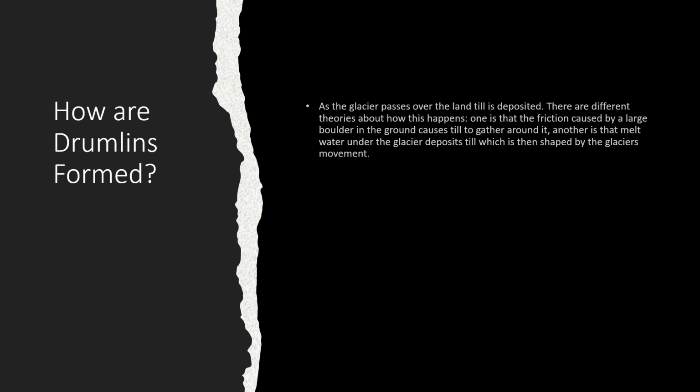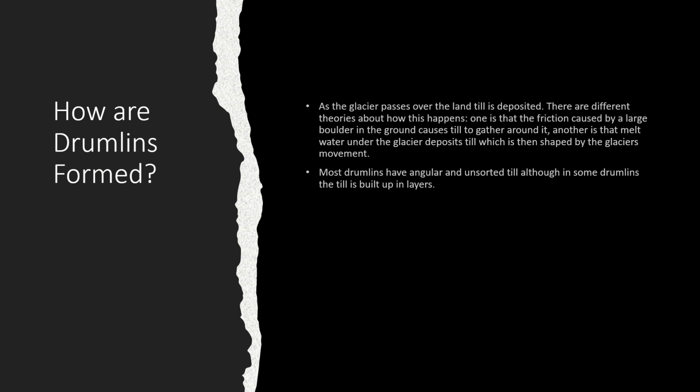Another theory is that meltwater underneath the glacier deposits till, which is then subsequently shaped by the glacier's movements. Now, you can either choose to go with one or the other of these theories, or you can demonstrate your knowledge of the fact that there are multiple theories and give a brief outline of both. Regardless, you're scoring marks in this paragraph.